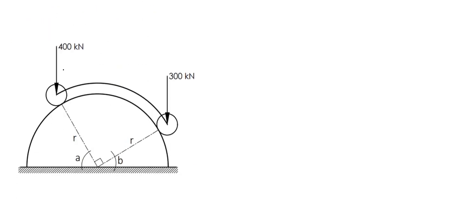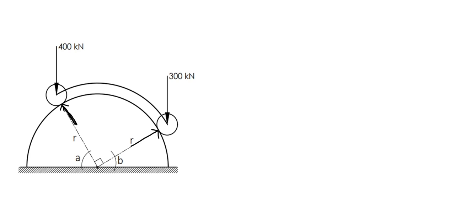So for this figure, the 400 Newton force will induce a reaction that is normal to the surface of the cylinder. In the same way, the 300 Newton force will also induce a reaction that is normal to the cylinder. And because these reactions here are normal, they are concurrent at this point here, at the center of the cylinder.